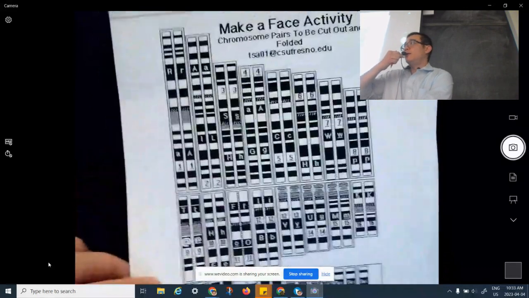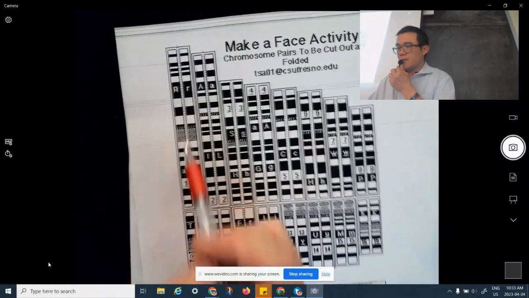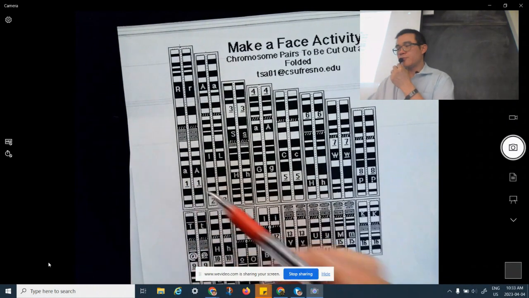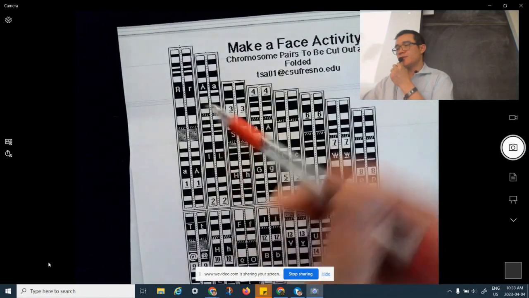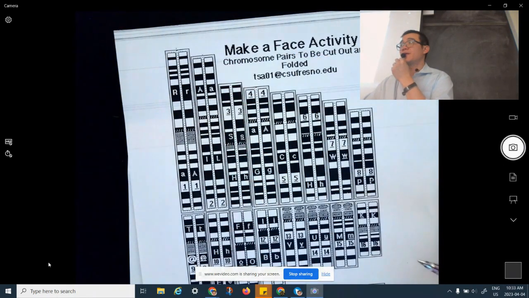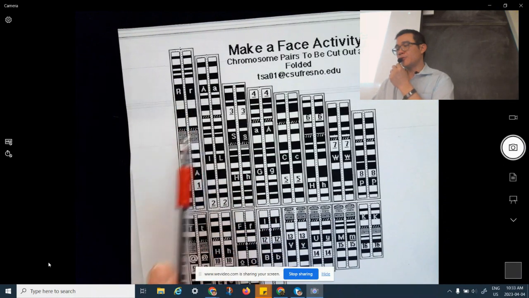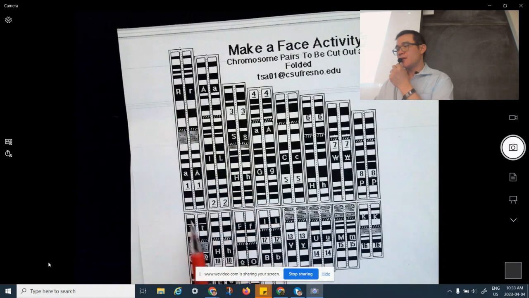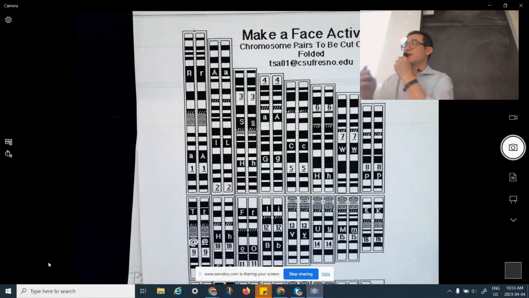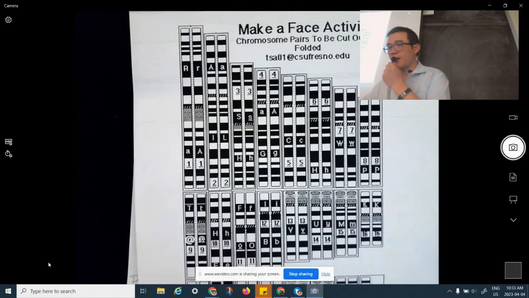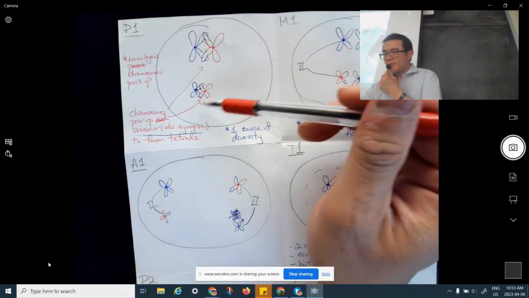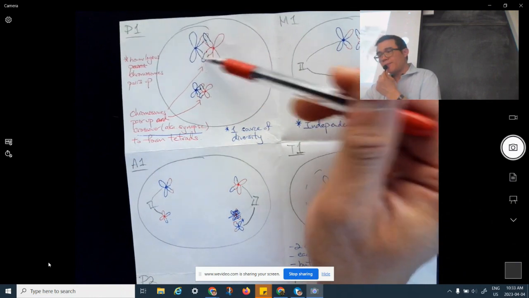Now, homologous pairs, just like you see, you have a pair of chromosome number 1. If you compare chromosome number 1 to other chromosomes, they are different lengths, and the band patterns that you notice are different between different chromosomes, but they're the same between the two homologous partners. Do you guys see that? Okay, so that's what we mean by homologous pairs. They pair up together.